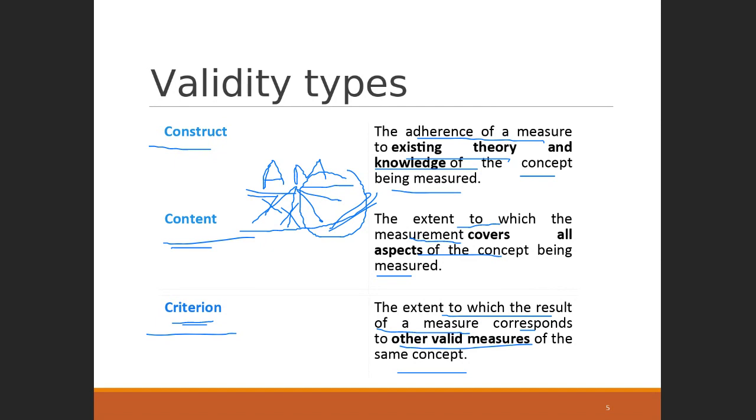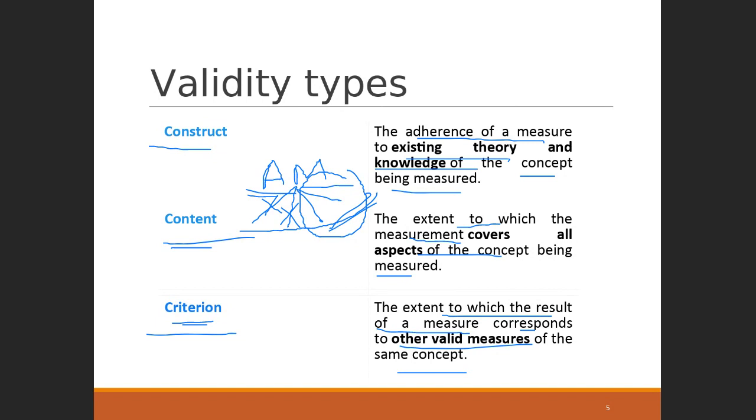For instance, the GRE test. Now, most of the students will take the GRE test. GRE stands for Graduate Record Examination, which most of the students need to take in order to secure admission in American or European universities. The GRE test has been shown as an effective tool for predicting how well a student will perform in graduate studies. So there has been a strong criterion related validity found between your score in the GRE test and your performance in graduate studies.